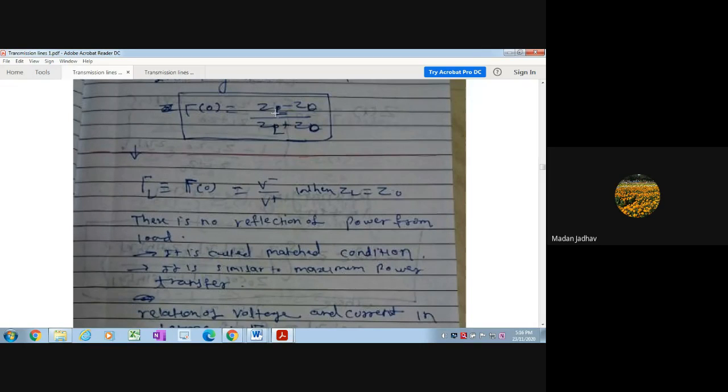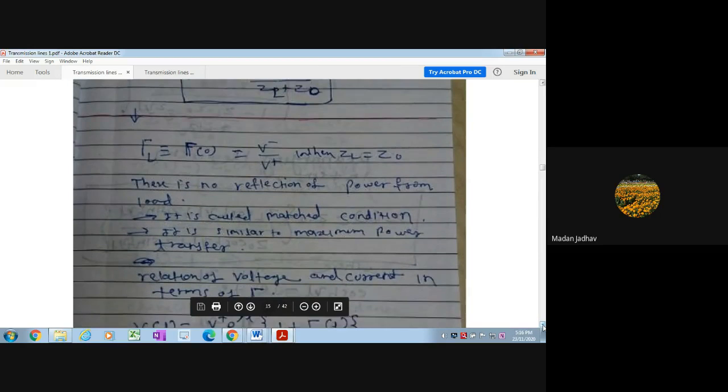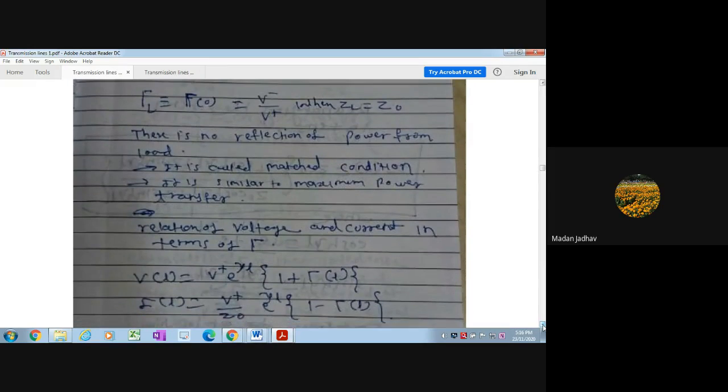At that time the total power is absorbed by the load, or the reflected power is 0 in this matching condition. There is no reflection of power from the load. It is called the matching condition. It is similar to the maximum power transfer theorem.